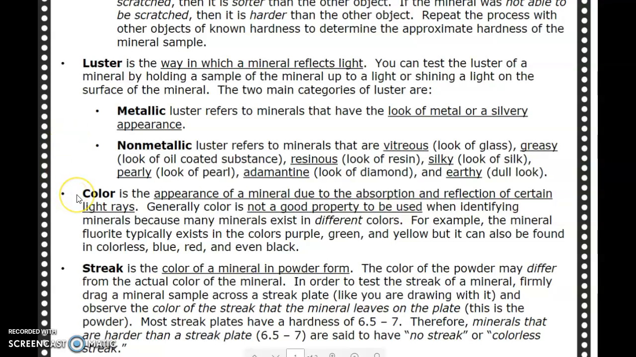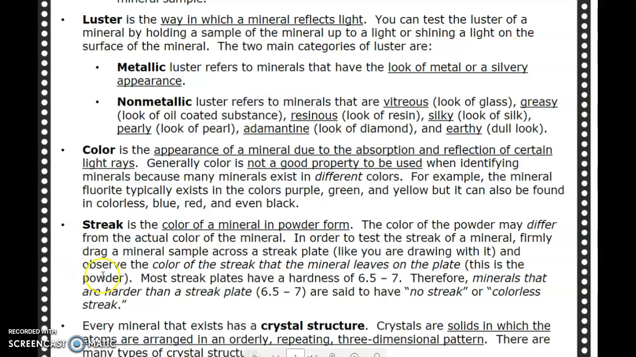Color. Color is the appearance of a mineral due to the absorption and reflection of certain light rays. Generally, color is not a good property to be used when identifying minerals because many minerals exist in different colors. For example, the mineral fluorite typically exists in purple, green, and yellow, but it can also be found in colorless, blue, red, and even black.